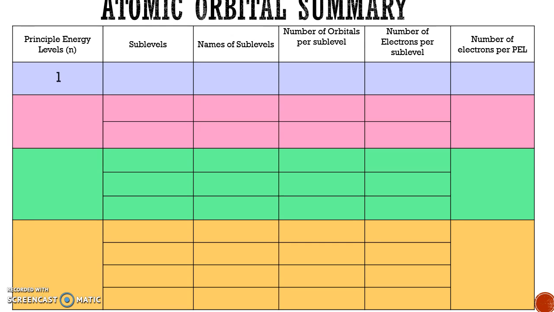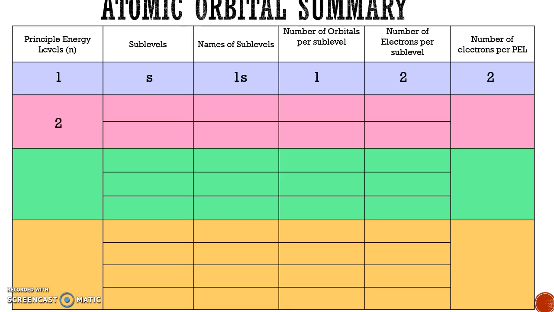So here we go. In energy level 1, we have 1 sublevel, and that's the s's. And it is called the 1s orbital because the 1 stands for the first energy level and the s stands for the sublevel. The sublevel s also tells me the shape, which is spherical. And there is just 1 orbital per set for s's. And you can have 2 electrons. And so you have a total of 2 electrons in the first energy level.